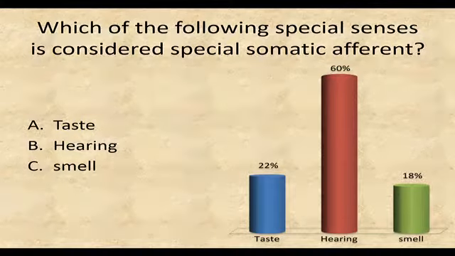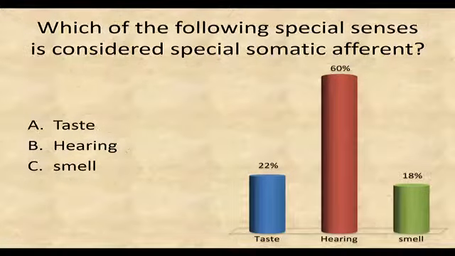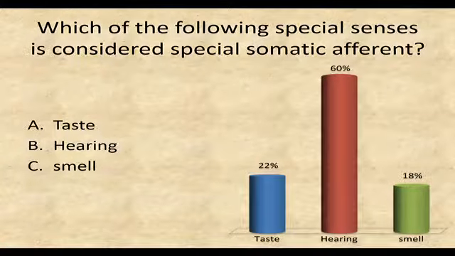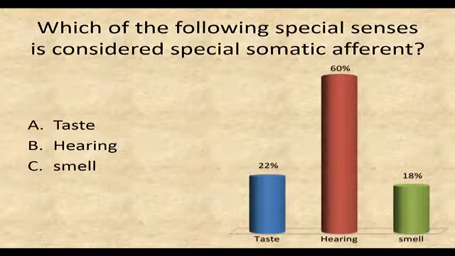Okay, good. Most of you put hearing, and that's true. Hearing, vestibular function, sight are all going to be special somatic afferent because you have this physical change that's occurring. Hair cells are moving. You have a conformational change in the retinal cells as well. And that's in contrast to taste and smell, where there's a chemical synapse. So that wouldn't be special somatic afferent, it would be special visceral afferent.